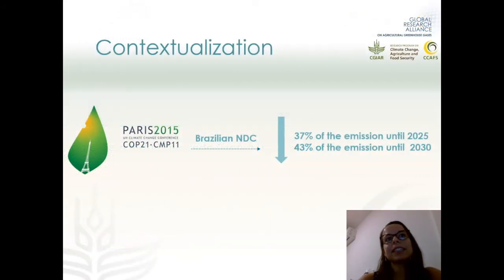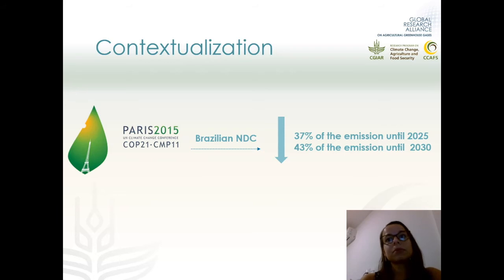Brazil signed the Paris Agreement from COP21, and the NDC, the Nationally Determined Contribution for Brazil, is to reduce emissions by 37% until 2025, and by 43% until 2030, based on the emissions from 2005.